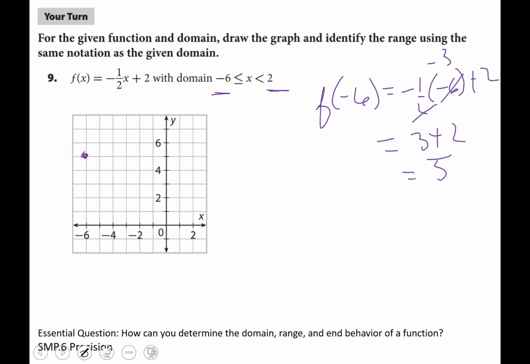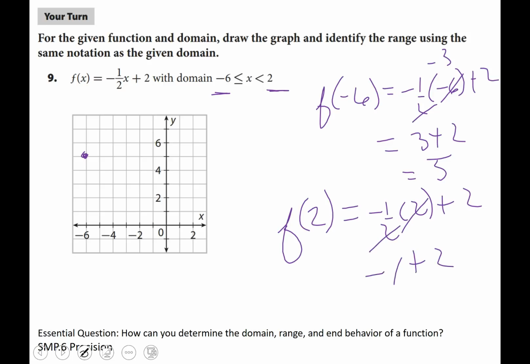Okay, now I'm going to do the 2. So I'm basically plugging in those endpoints. f of 2 equals -1/2 times 2. The 2's cancel. So I've got -1 plus 2, which is 1. So I've got the point out 2, up 1, and this time it's an open circle. I'm going to go ahead and connect those.